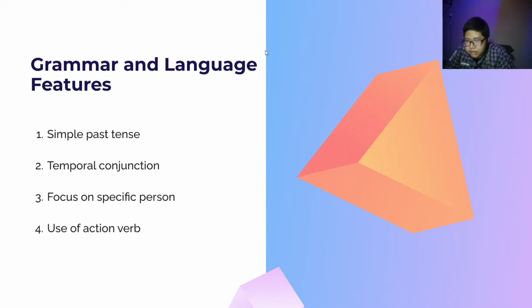Next is grammar and language features of biography text. The first is using simple past tense. Second is temporal conjunction. The third is focus on specific person. And the fourth is use of action verb.